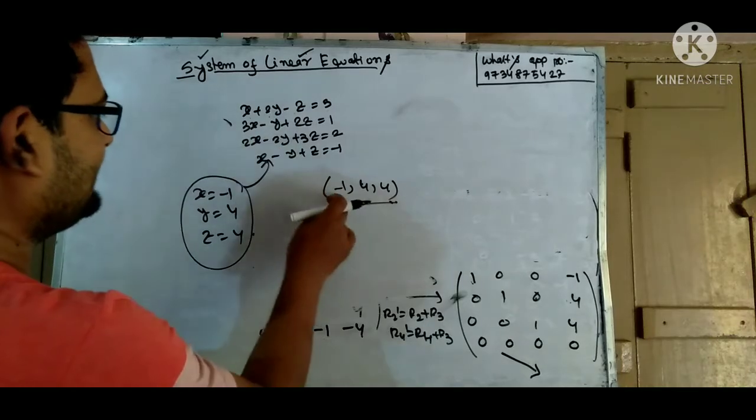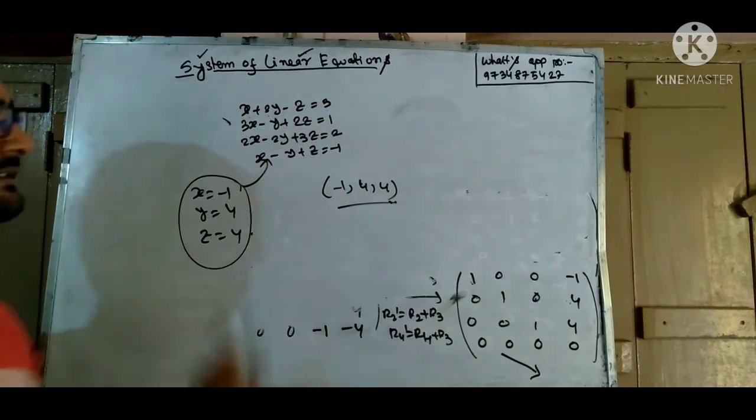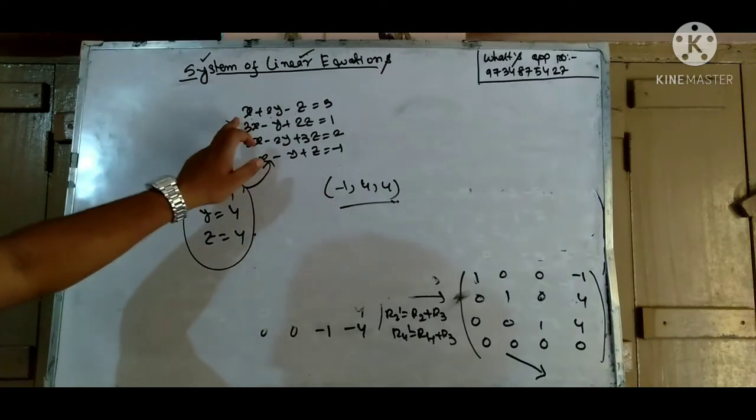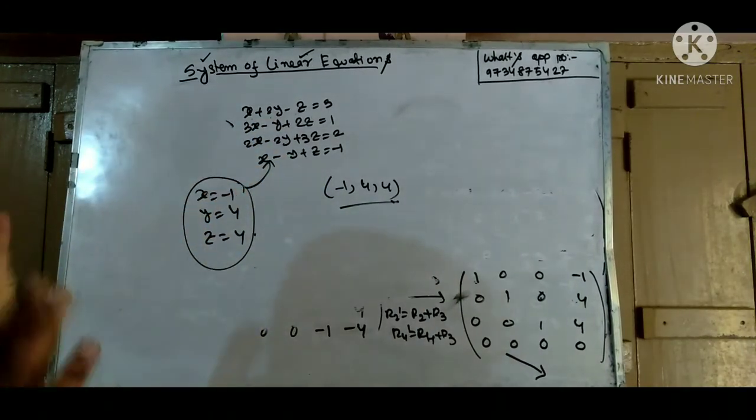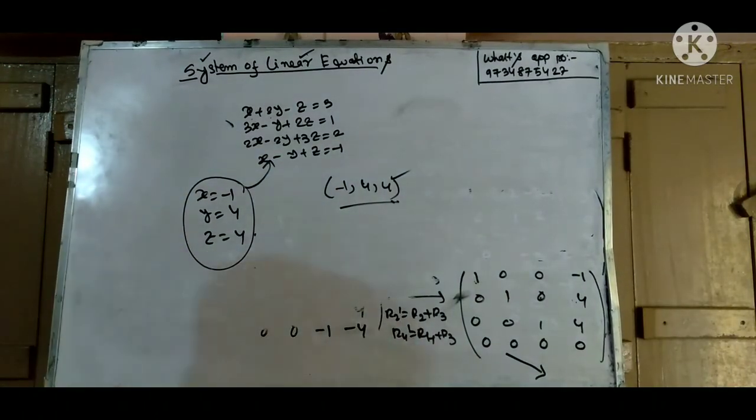You can verify this solution in the equations. This will satisfy each of the equations simultaneously. This will satisfy the first, second, third, fourth, each of the equations. Therefore this is the solution of the given system of linear equations. Okay, so in the next class we will discuss a more difficult problem on systems of linear equations.